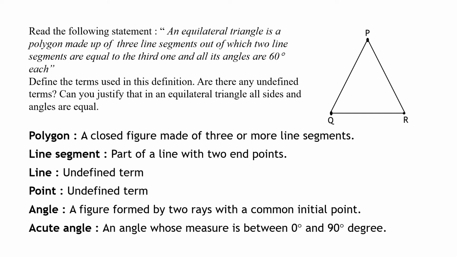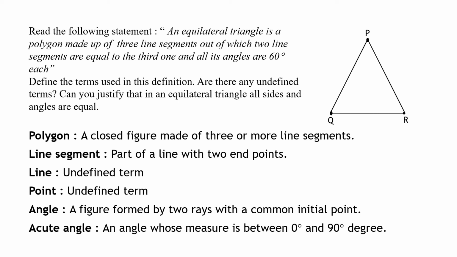We can define this all because we can define polygon based on line segment. Now how did we define line segment? It is a part of a line with two endpoints, but the term line is undefined.